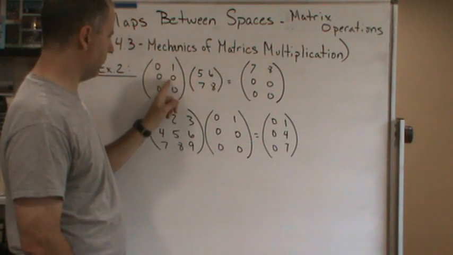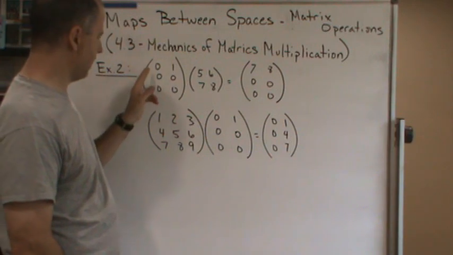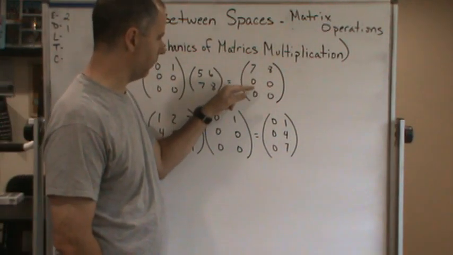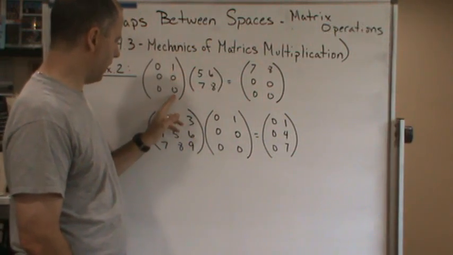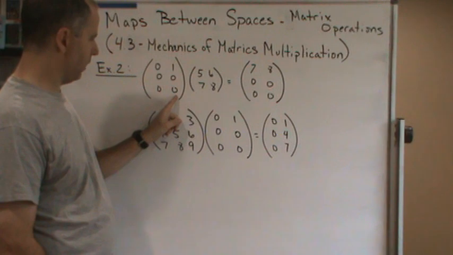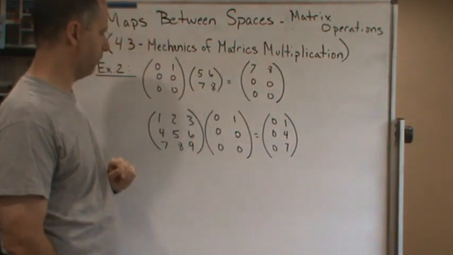What if I move the 1 down to here? Well, it's going to do the same thing, but now it's just moving the 7 and 8 down to here. And if I move it down to the third row, second column, well, now it's going to just put 7, 8 here, rest are 0.